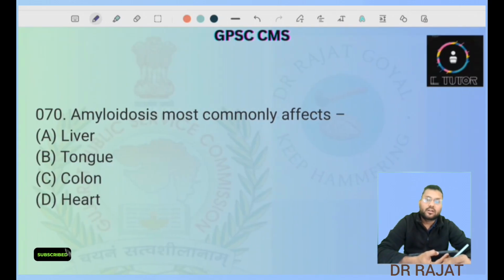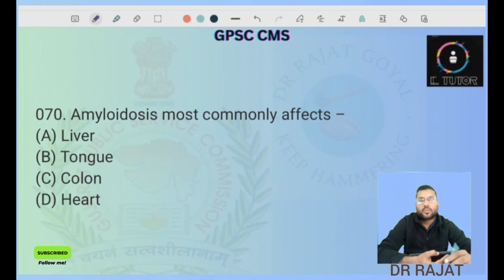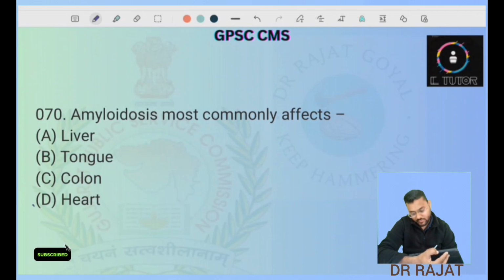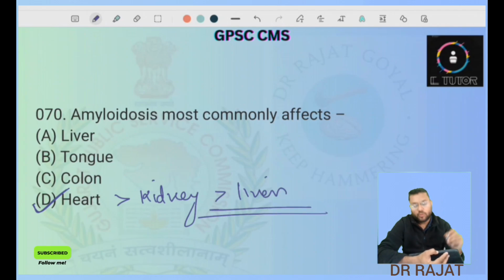Amyloidosis most commonly affects. So first option is liver, second is tongue, third is colon, and D is heart. So among the following options, amyloidosis mainly affects the heart. In second place, it will be the kidneys. After that, the liver. So most commonly it will affect the heart.